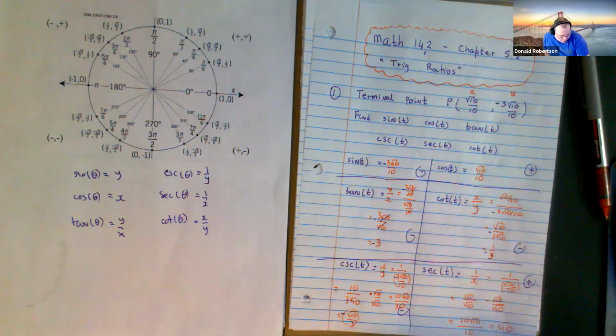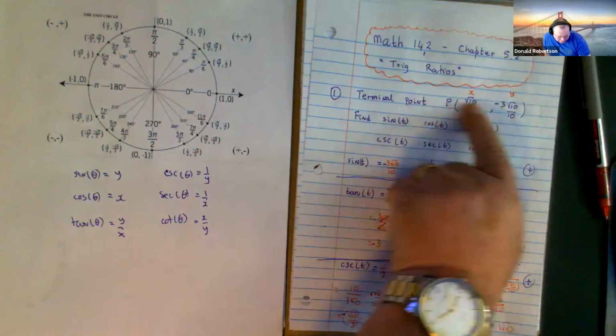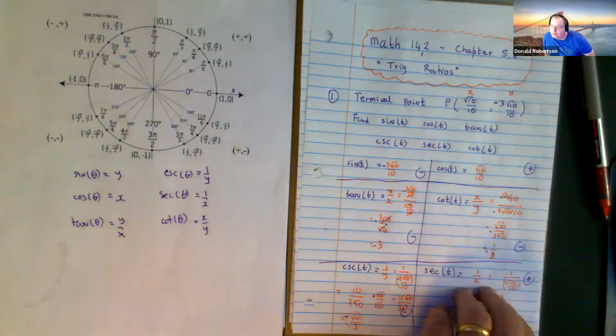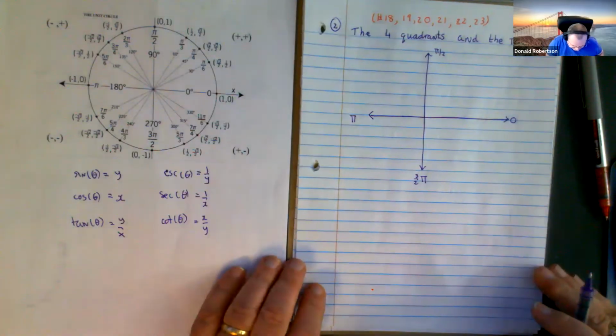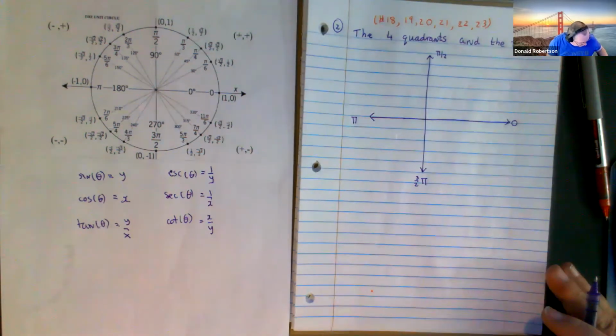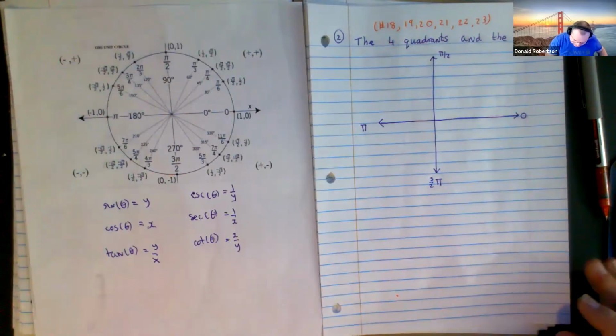Would I be comfortable in assuming that if I gave you any P, you could do these 6 guys? Do you feel you could do them? Yep, got nods. So let's return to a guy called the quadrants. We talked about them once before.